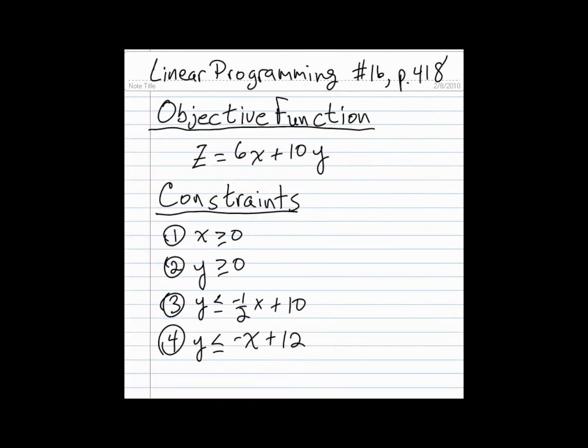So here's our objective function and our constraints. And we want to graph these constraints. Note that the first two constraints put us in the first quadrant. So let's start the graph here. Draw it big. There's x, there's y.